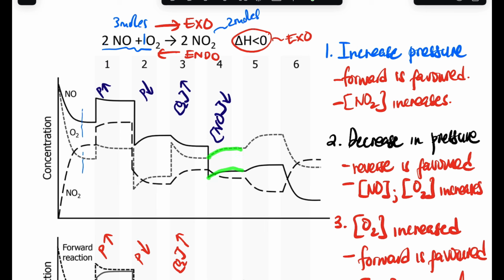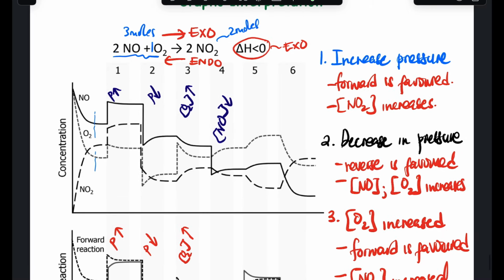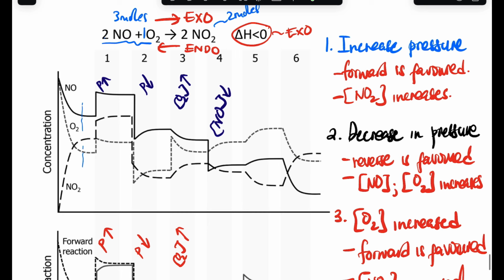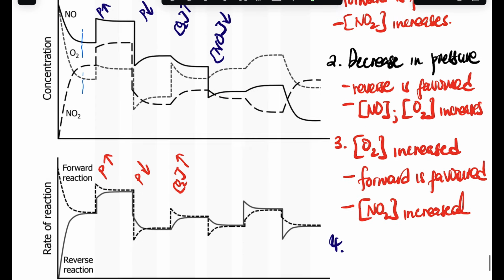And then the product, it decreased. Do you see the product? It is decreased, right? So which one is favored here? The one that is favored here is the reverse, because the concentration of nitrogen oxide is increased and the oxygen is increased. So reverse is favored.